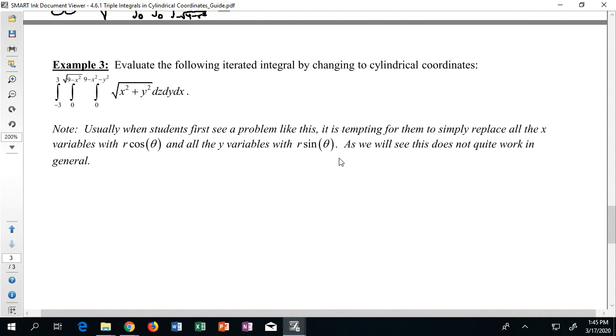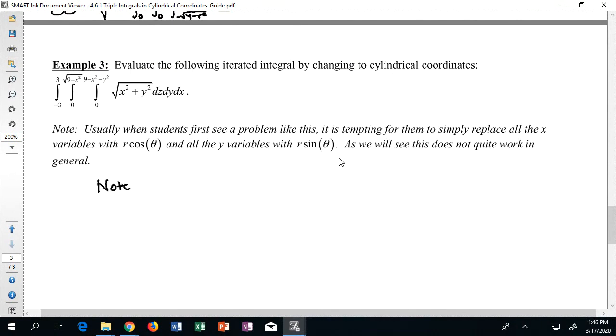So I want to think carefully about how I convert each individual piece and then think about the region that I'm actually working with, because without that, I'm going to run into some trouble. Okay, so here's where I'm going to start.